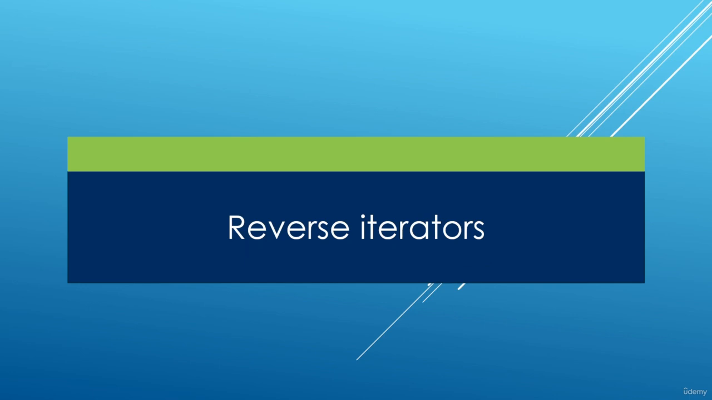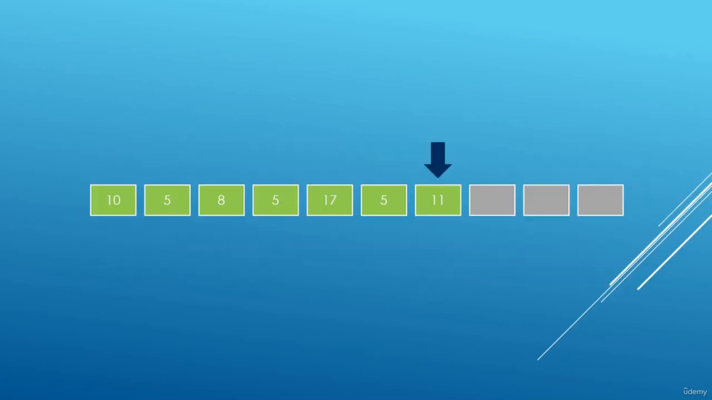In this lecture, we're going to learn about reverse iterators. These are iterators you can use to traverse your containers backwards. Suppose we have a container like this and our iterator is pointing to 11. It is possible to move through the container backwards until we hit the start element. And this is really how reverse iterators work.